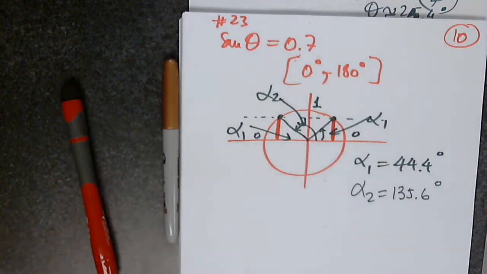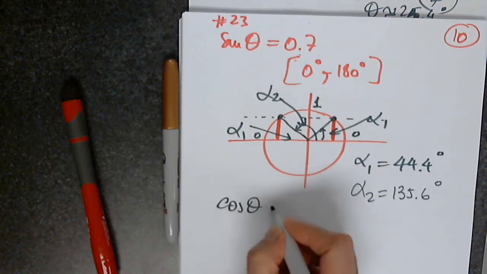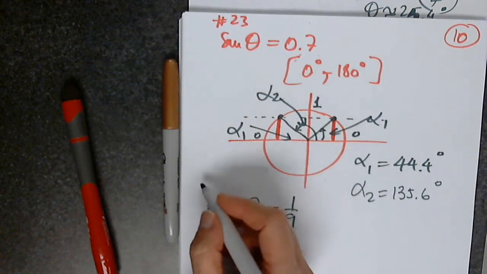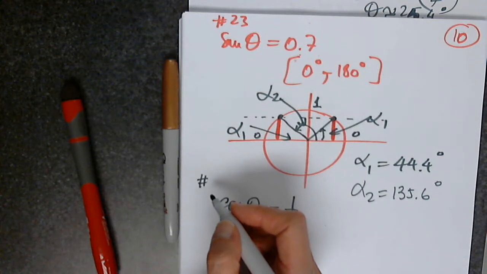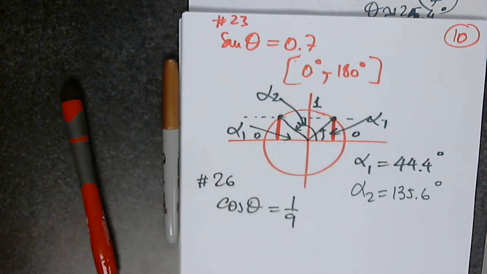Okay, do we need another example or not? Yes. Yeah, can we do one more? Yes. Which one? 26? 26: cosine theta equals 1/9. Good. And we're asked again, find all angles theta between 0 and 180 degrees.